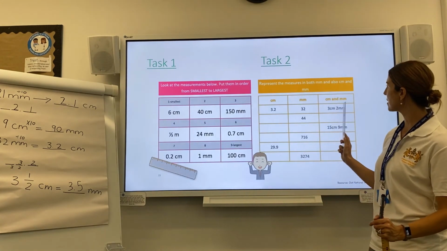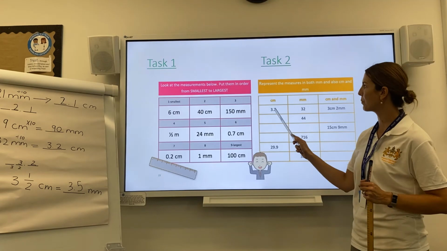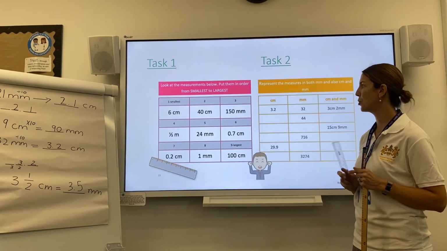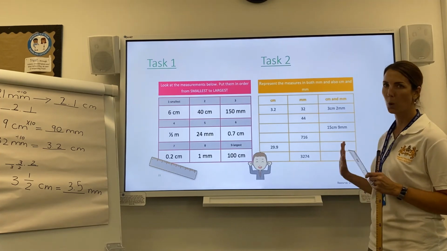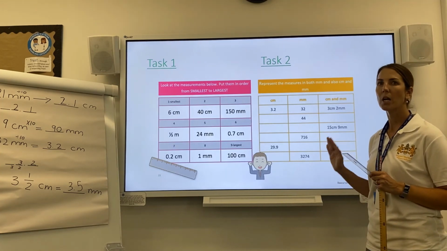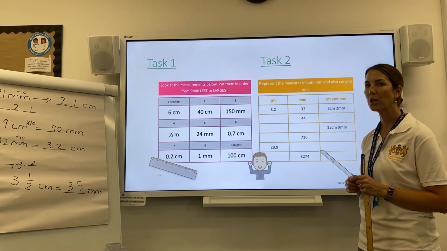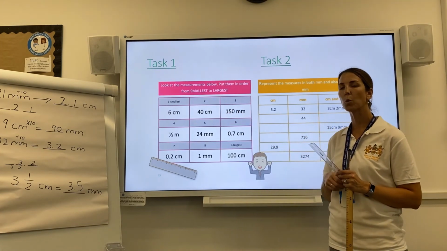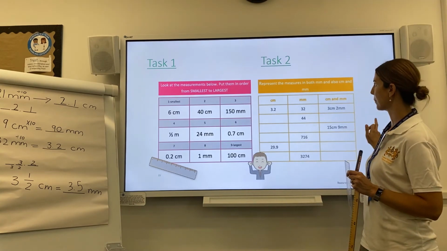So 3 centimeters with 2 millimeters gives me 3.2 centimeters, and it gives me 32 millimeters. So at this stage, pause the video, try and work out as many of these as possible. Put those in the correct order on your whiteboard or your piece of paper.